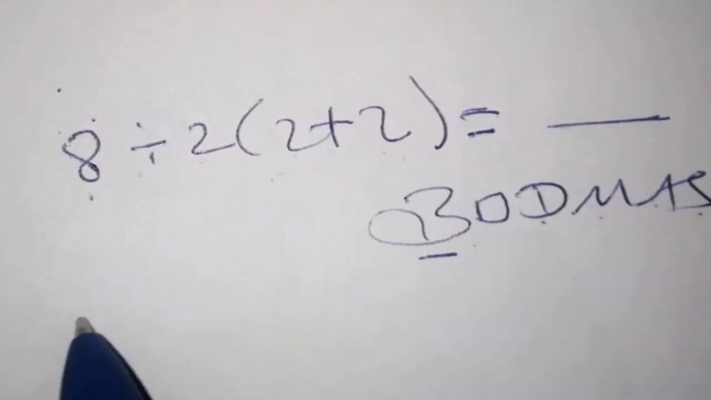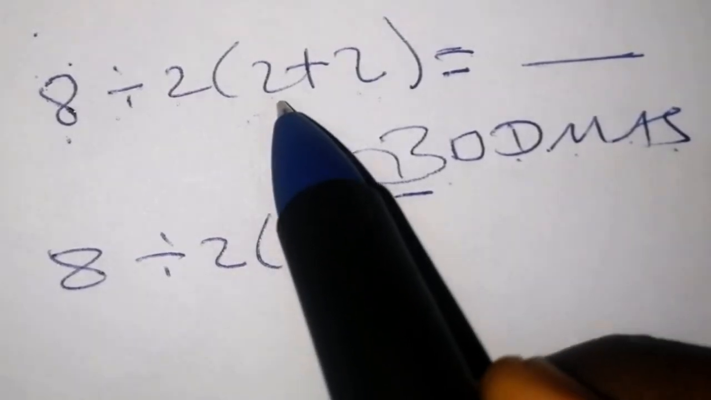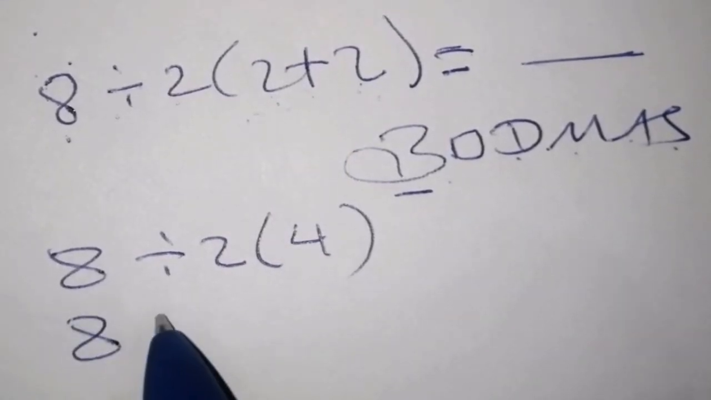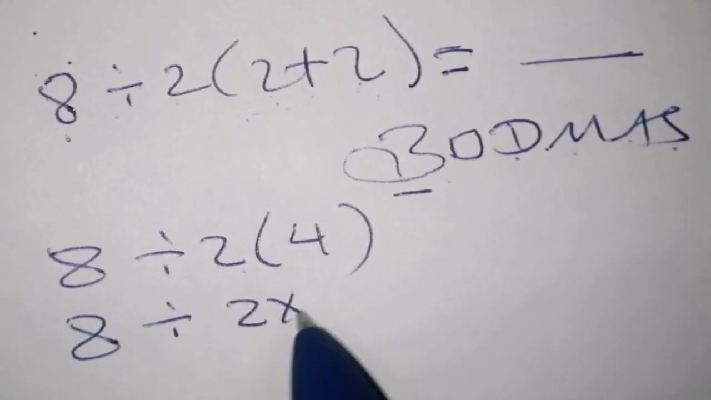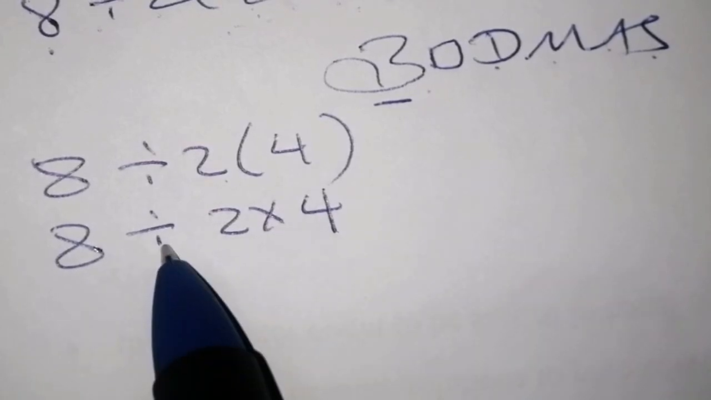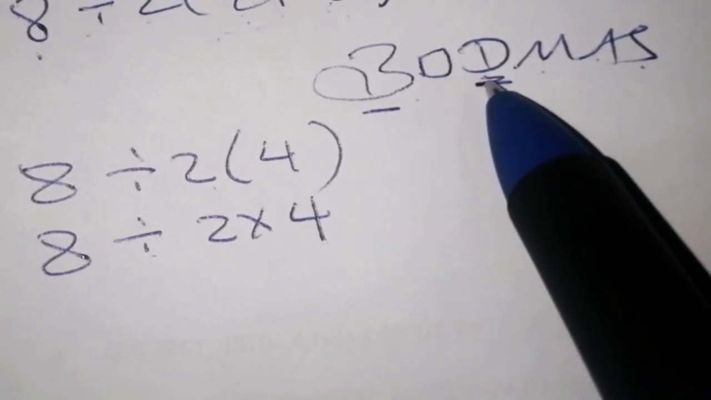Then here, 8 divided by 2(2 + 2), where 2 plus 2 is 4. Then 8 divided by 2, and the bracket means 2 times 4. Here there is a division and multiplication, so we need to define the numbers before we multiply.